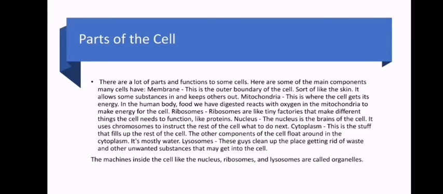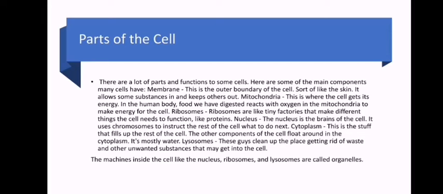Third one, ribosomes. I said that earlier, I think in prokaryotic something. So ribosomes are like tiny factories that make different things the cell needs to function, like proteins. That's number one, two, three.